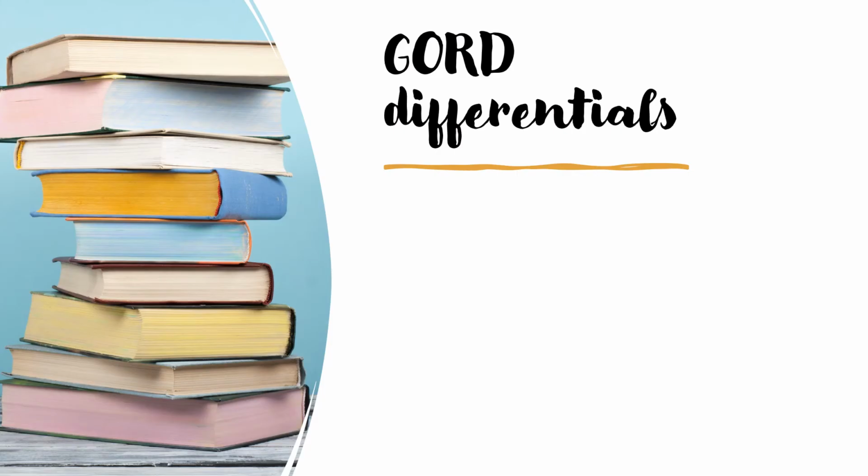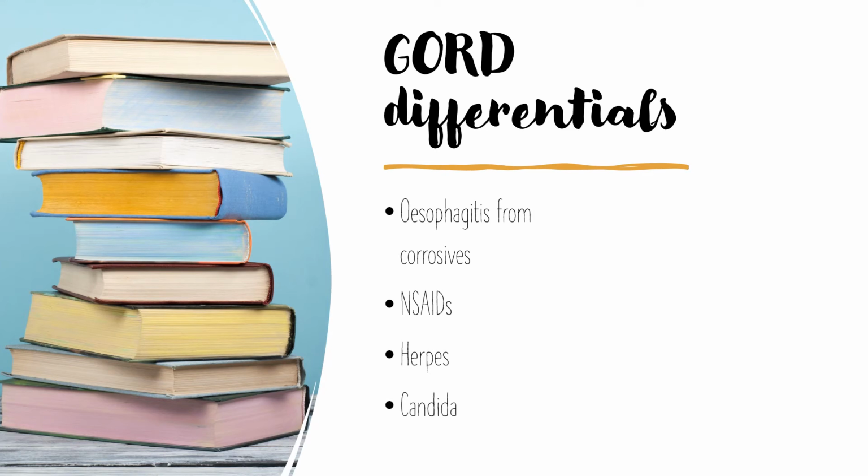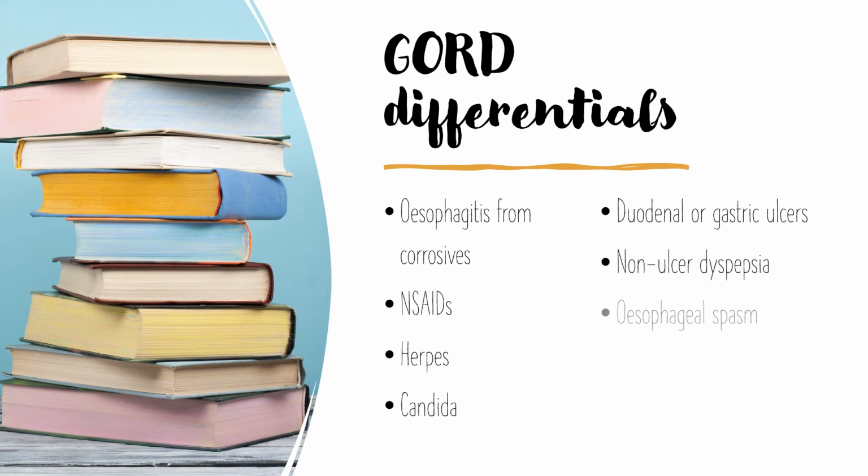But if it's not gastro-oesophageal reflux disease, what else could these symptoms be from? Well, it could be oesophagitis from corrosives, non-steroidal anti-inflammatory usage like ibuprofen, herpes or candida. It could be duodenal or gastric ulcers, or non-ulcer dyspepsia. In some cases, it could even be oesophageal spasm or even cardiac disease.